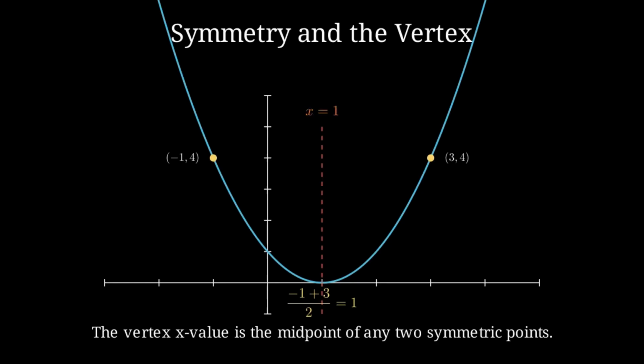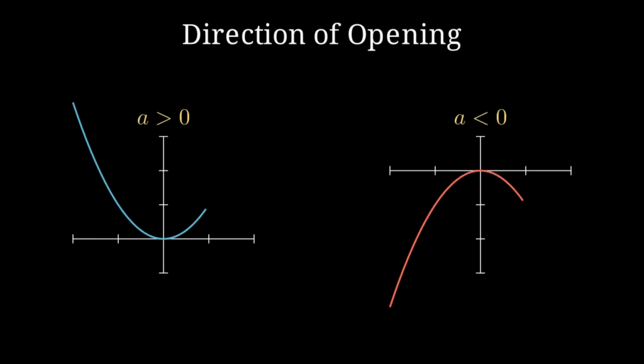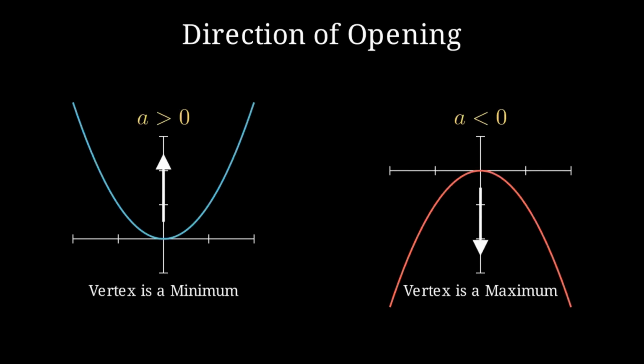The sign of the leading coefficient tells us which way the parabola opens. If that is positive, the vertex is the lowest point. If that is negative, the parabola opens downward, making the vertex the highest point. Let's work through an example.